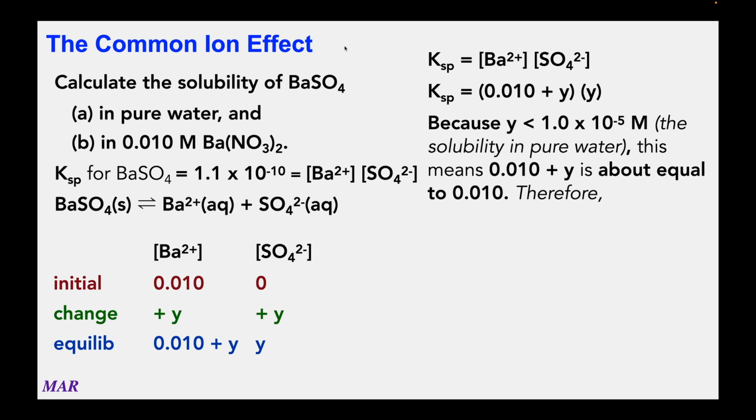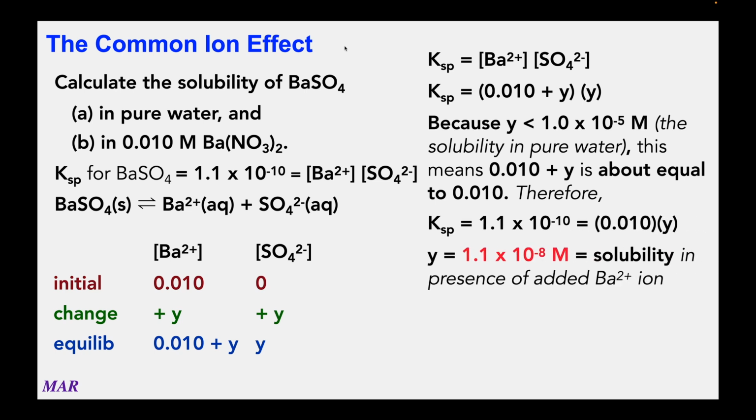Remember with sig figs, when you add and subtract, it's always about the doubtful digit. So 0.010, that last zero is at the thousandths place. And 1.0 times 10 to the minus 5 has a lot more zeros in it. It's not even going to affect the small amount that it's going to create. So, to make a long story short, ignore the plus y. So it's going to end up being just 0.010 for barium, still have the y for sulfate, that's the solubility, and when you solve for it, 1.1 times 10 to the minus 8. That's the solubility in the presence of the barium ion.